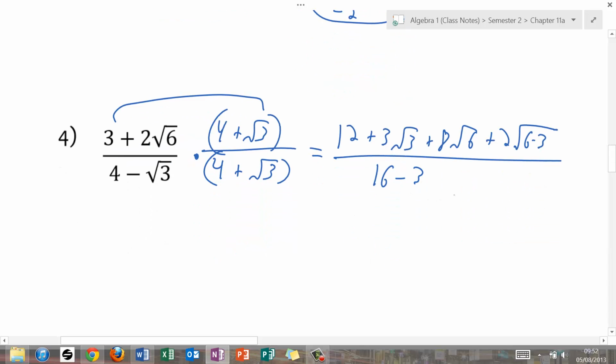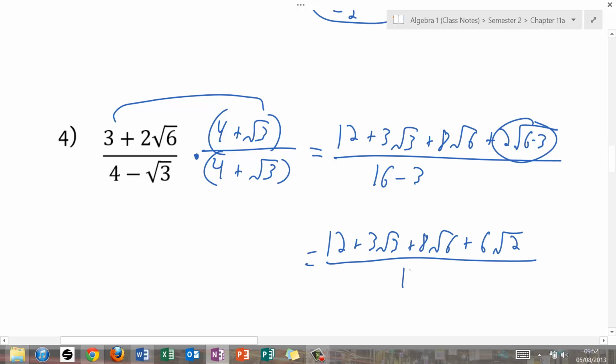Combine like terms. Well, this can simplify. The rest can't, so I have 12 plus 3 root 3 plus 8 root 6. And if I take the two 3's out, multiply it by the 2 and get 6, left with radical 2, over 16 minus 3 is 13. Nothing in that numerator can simplify, so that's done.